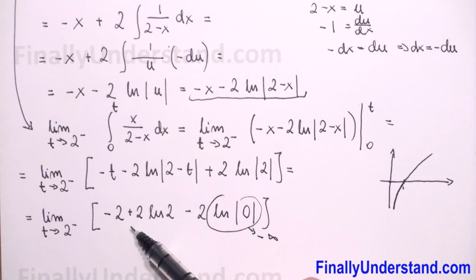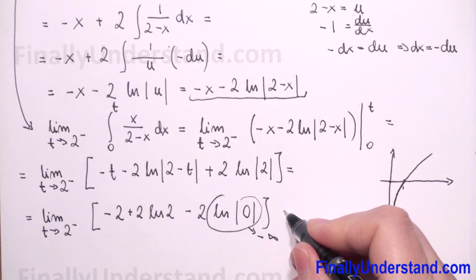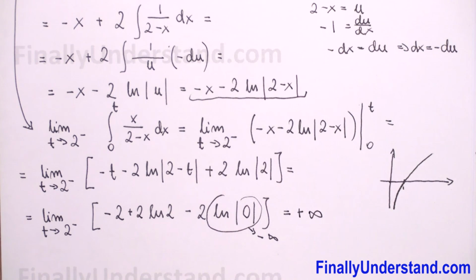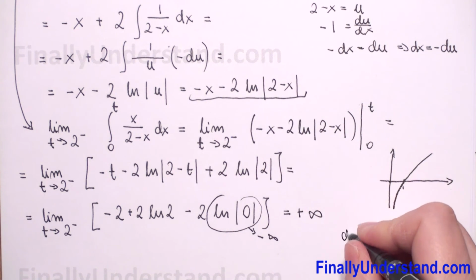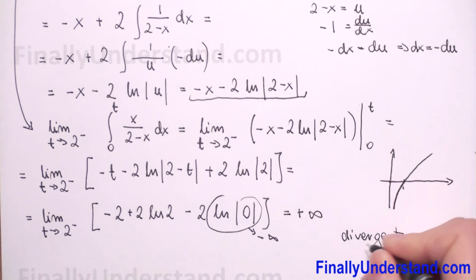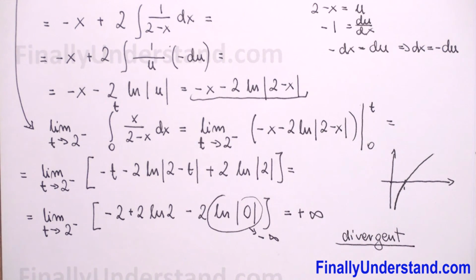And if we add a positive number or subtract, we will still have infinity. So we can write that our limit is positive infinity. So we got that our limit is positive infinity. It means that our original integral is divergent. Let me write this. This is my solution.